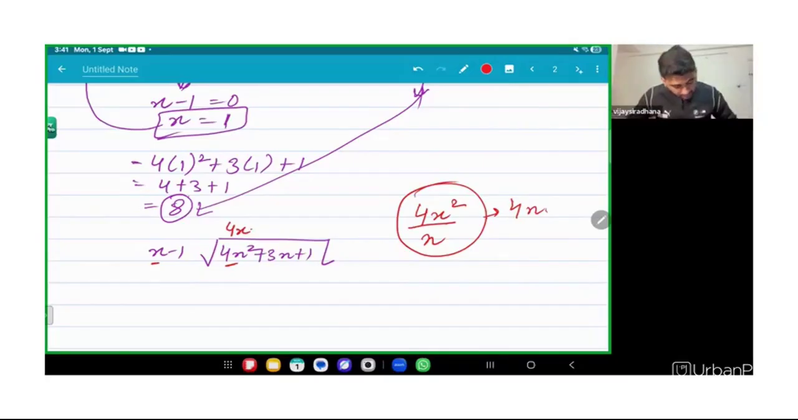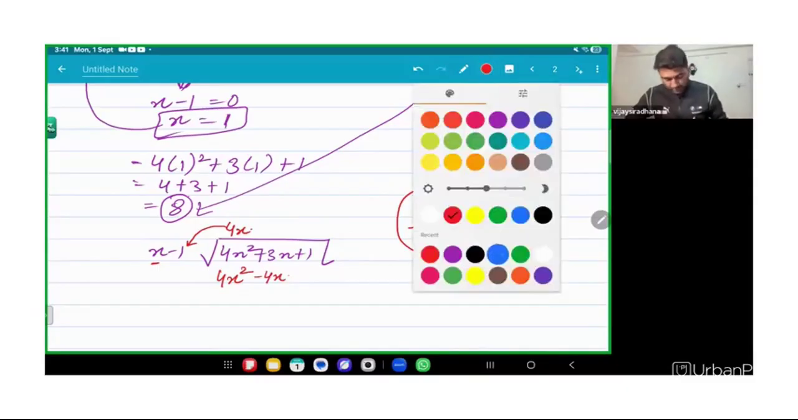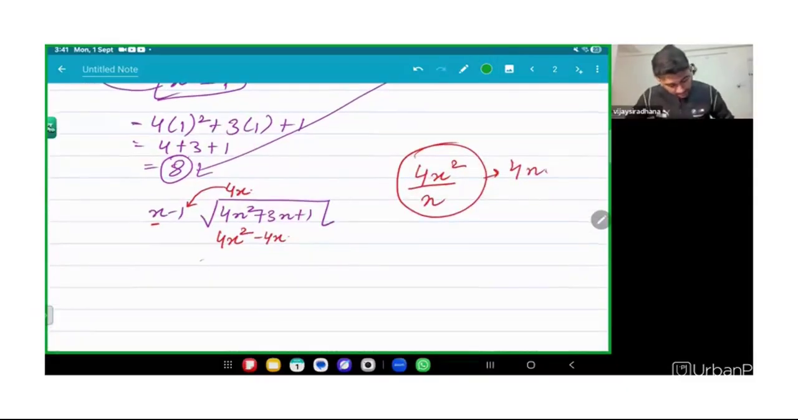So now that means 4x into x is 4x square. And then you need to multiply 4x into minus 1, which is nothing but minus 4x. Minus 4x. Now over here, you need to change the sign. So minus, and this minus is there, so this one will be plus. So cut, and this one would be 7x plus 1.